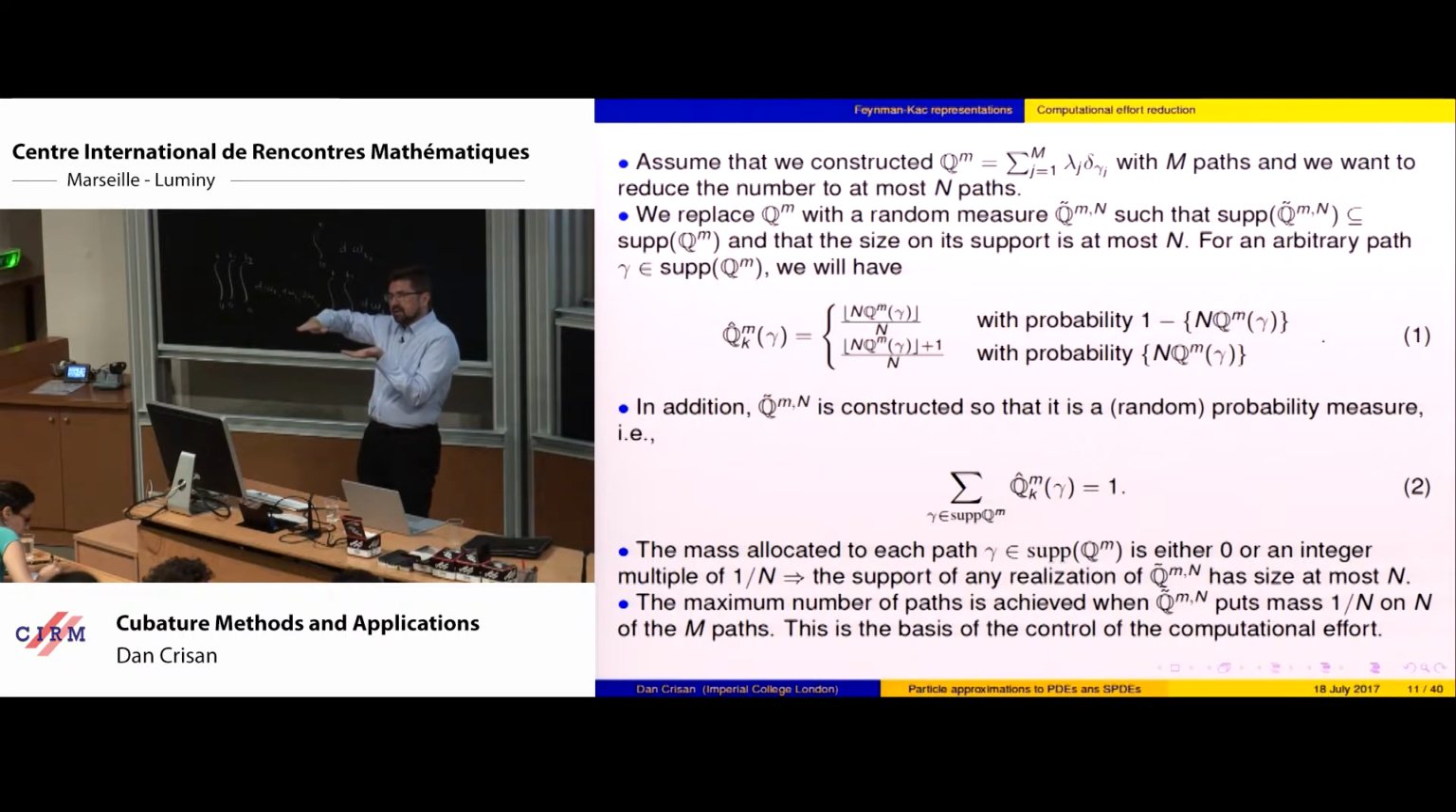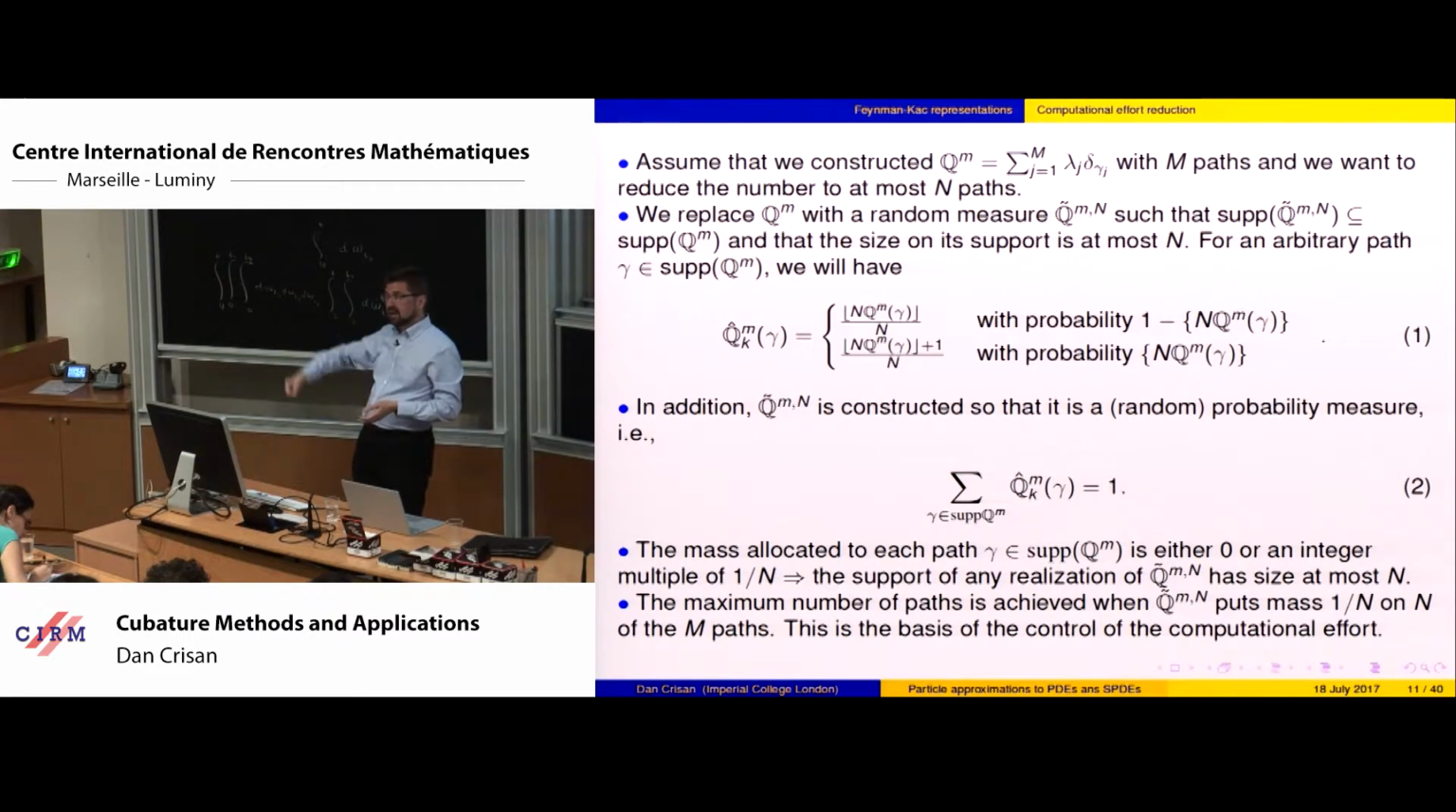So the TBBA truncates the cubature measure so that it gets as close as possible to it, to within 1 over n of the actual weight of that path. So remember, each path has a weight, right? So I have paths and weights. And as I go along down the cubature tree, these weights multiply. So for each of these paths, I have a corresponding weight, okay?